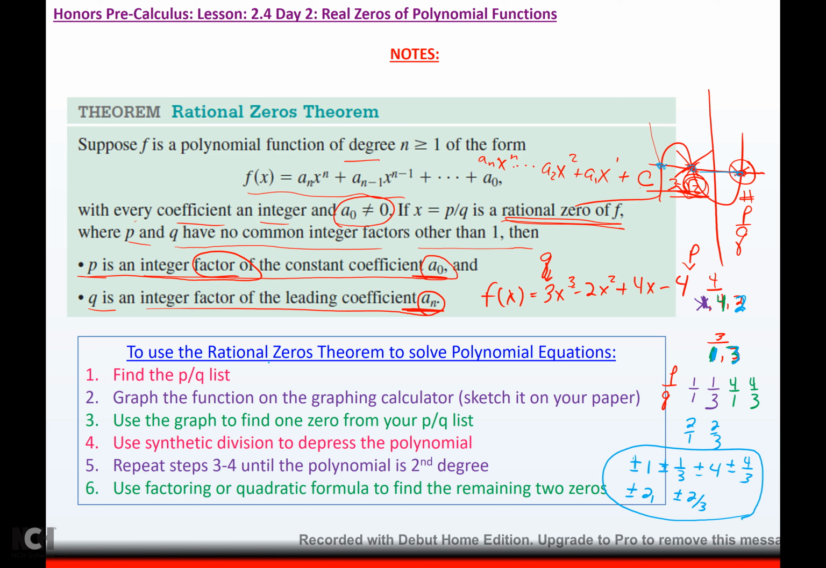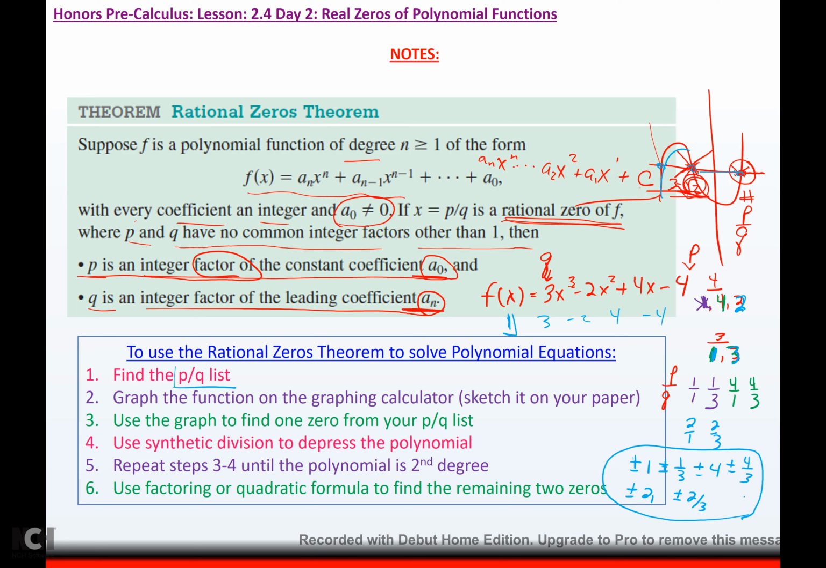All right, so to use the rational zeros theorem to solve polynomial equations, you're going to find your PQ list. And again, in the olden days, you would just have to use this list and start doing synthetic division or long division and see which ones worked. If you got a 0, then it was a factor because there's no remainder. If you didn't get 0, then you had a remainder, which means it wasn't a factor. You'd literally just have to do 12 math problems to figure out if this thing crossed there at all.